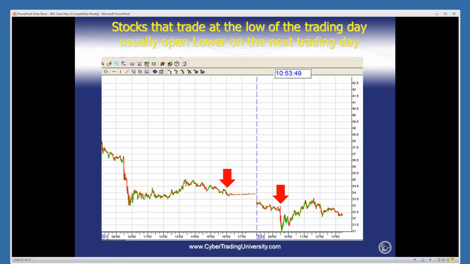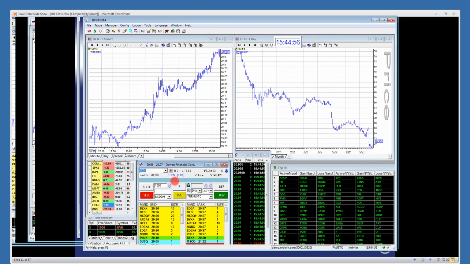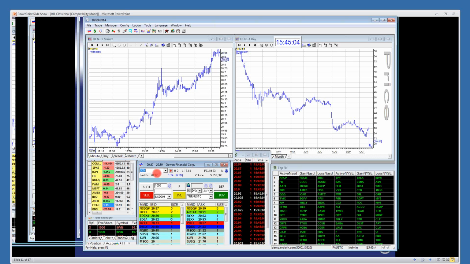Like, I'll give you an example right now, okay? Here's a stock that they're looking at right now in the Cyber Group room, OCN. Okay, you see how the stock is trending up? Does anybody know why OCN is going up? Any idea? Why is the stock going up, OCN? Anyone know?